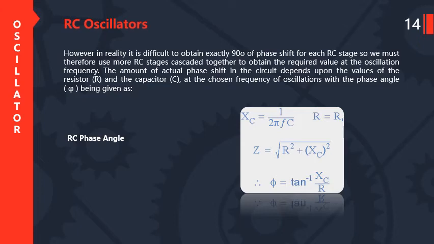And R is equal to R, which is given to me. XC is called the capacitive reactance, R is called the resistance, and Z is called the impedance. So Z is equal to, we know that, under root R square plus XC square, and the angle phi is equal to tan inverse XC by R.